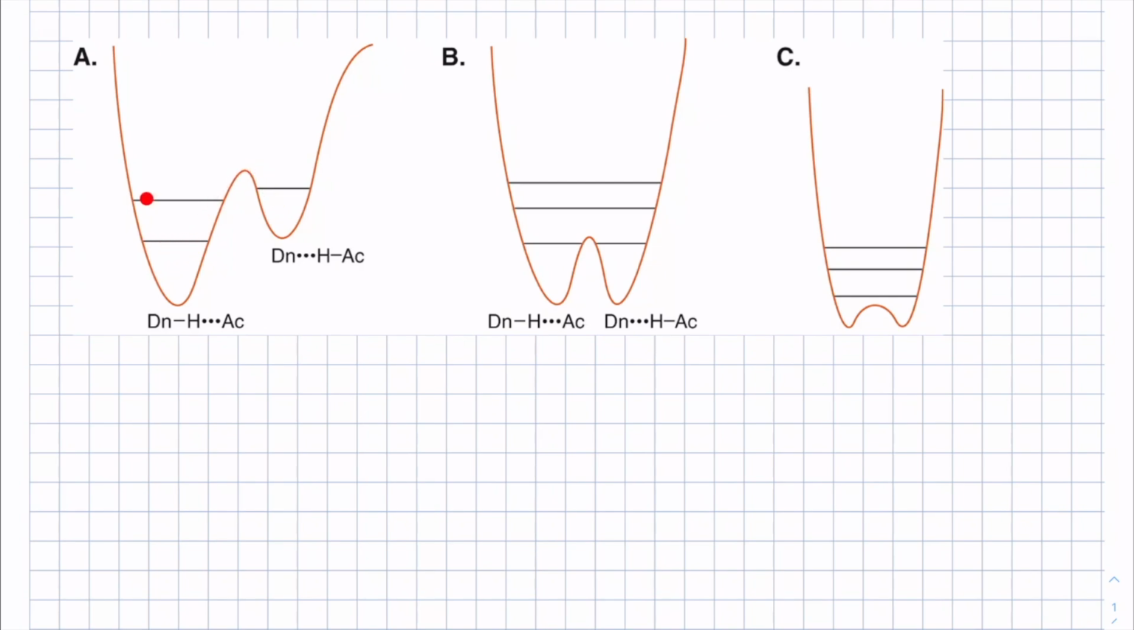And these lines represent allowed vibrational energy levels within these energy wells. Notice that you can never get to the very bottom of the well because the energy levels are quantized and you still have what's called zero point energy at the lowest vibrational level.